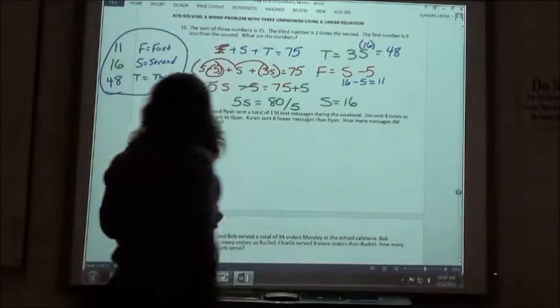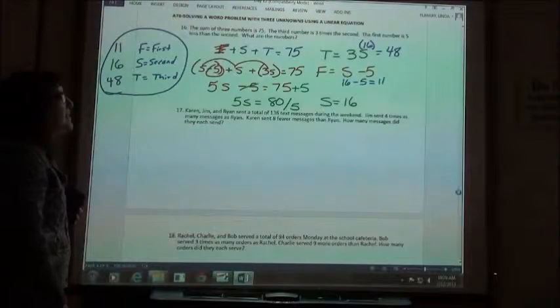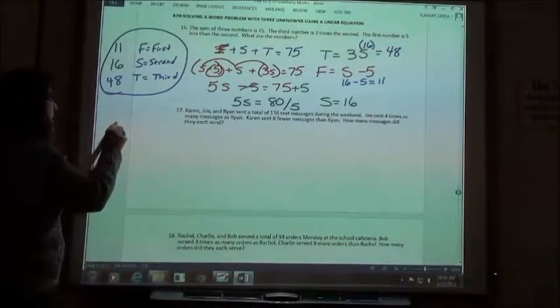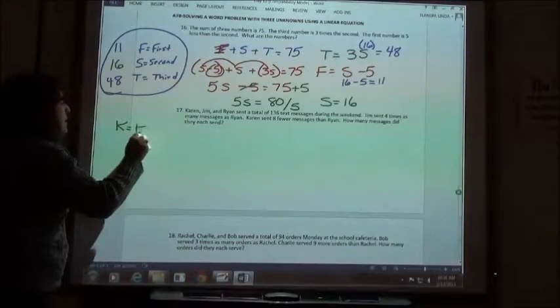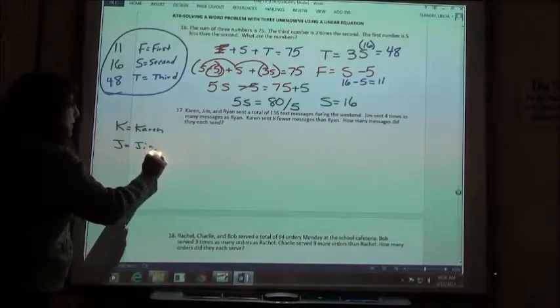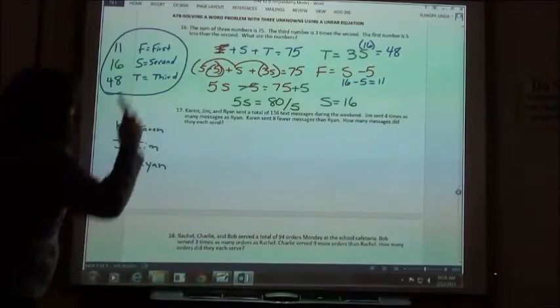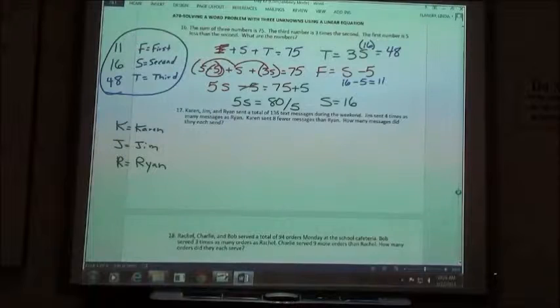17, same kind of thing. We're going to have 3 variables. Karen, Jim, and Ryan sent a total of 136 text messages during the week. So I'm going to use K for Karen, J for Jim, and R for Ryan. And I don't have to worry about having an S that looks like a 5.